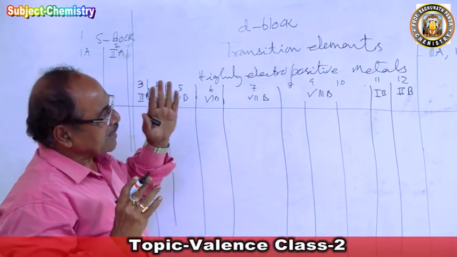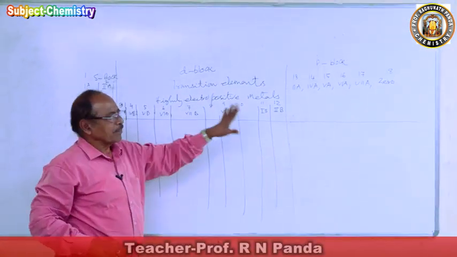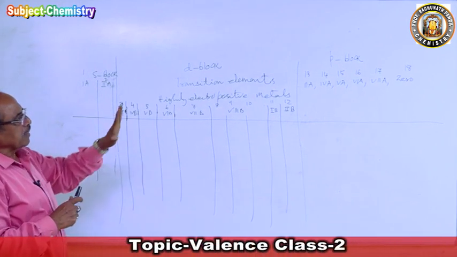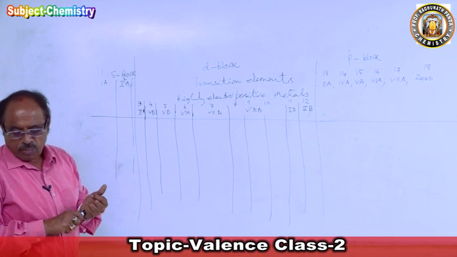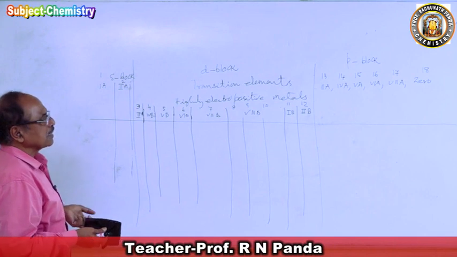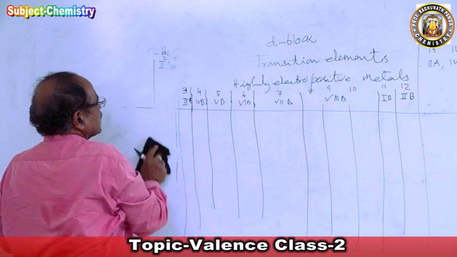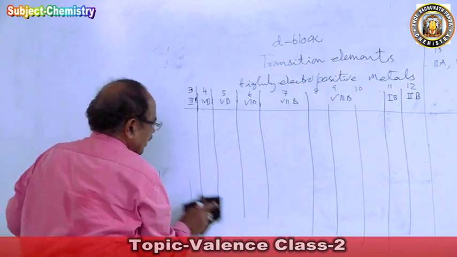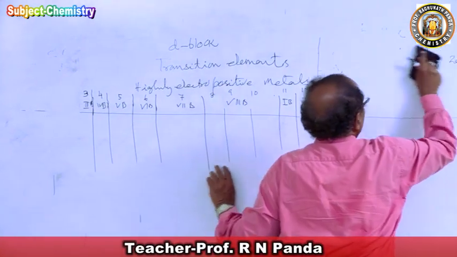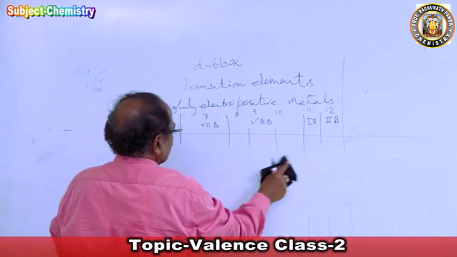My point is, because I want to teach you the valency from the periodic table, I am taking the modern periodic table. Never confuse it with the long form of the periodic table. They are both the same, but here they are A and B. Now the A subgroup elements are the normal elements, and all the B subgroup elements are placed in between the S block and the P block. They are highly electropositive metals.